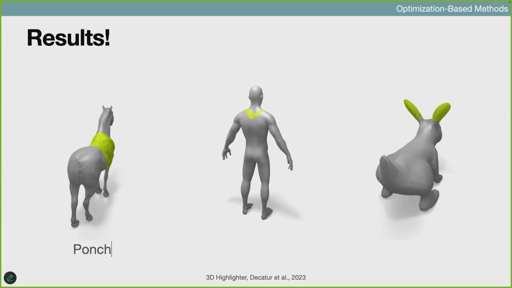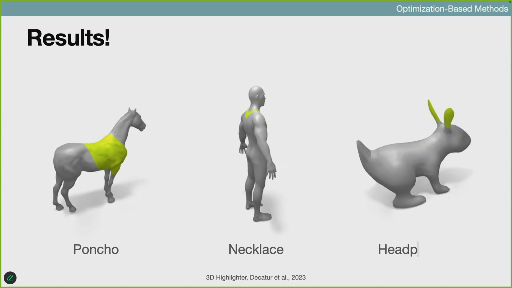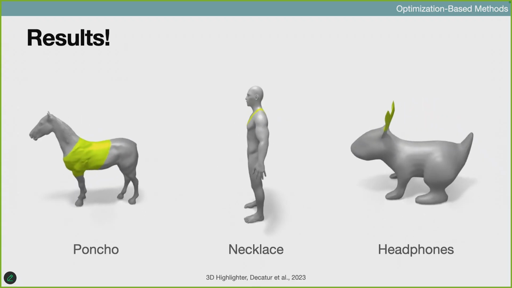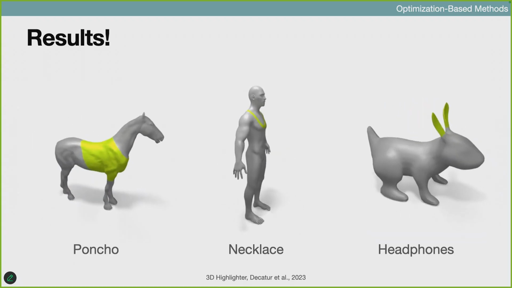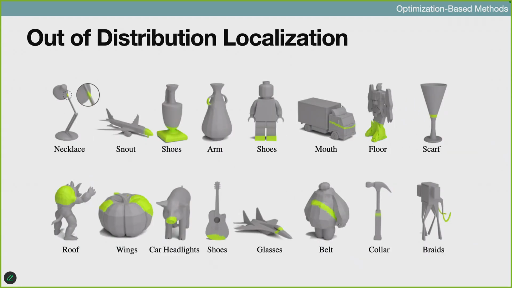So you can see some of the results from this. It's kind of fun. You can get really weird segmentations on things that don't actually exist. Like a poncho on a horse, or a necklace on a person, or headphones on a bunny. And you can also go even crazier. So you can get things like a necklace on a lamp.